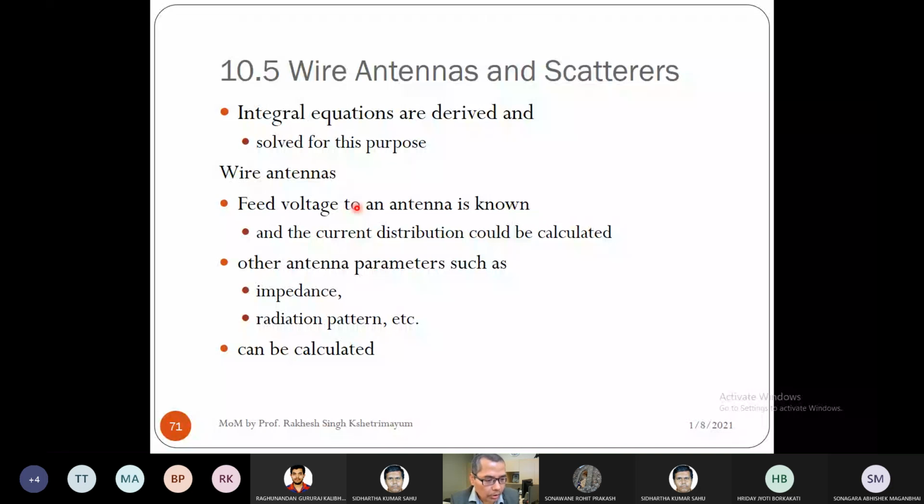What the current distribution on the antenna is, is not known to you, so that is unknown. Once you have the current density on the antenna, you know almost everything about the antenna, because you can find all other antenna parameters like impedance, bandwidth, radiation pattern, everything from the current distribution. So the current distribution is the unknown for most MoM cases. First write the integral equation, solve it using the MoM, find the current distribution, then you can find all other antenna parameters.